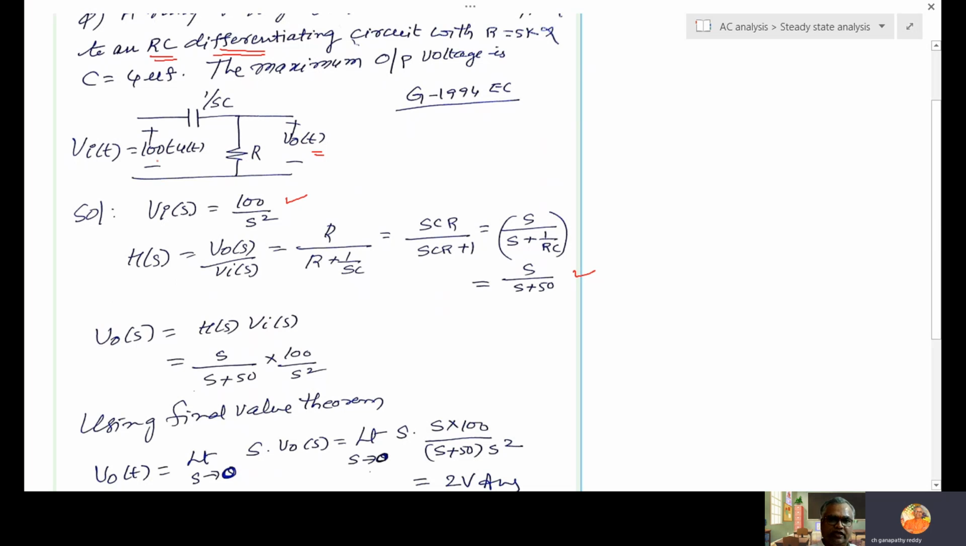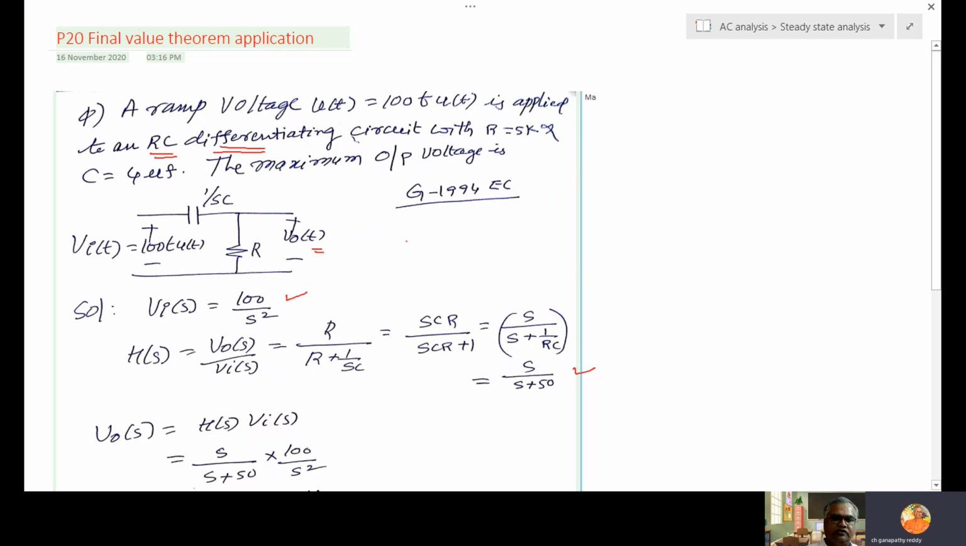Generally, when the input is a ramp to any differentiator, what is the differentiation of a ramp? So the input ramp is applied like this. When you apply a ramp to any differentiator, it will go to some constant like this. So what is the final value of this? The final value is nothing but this only, na?